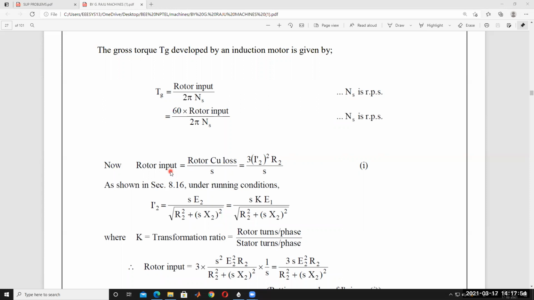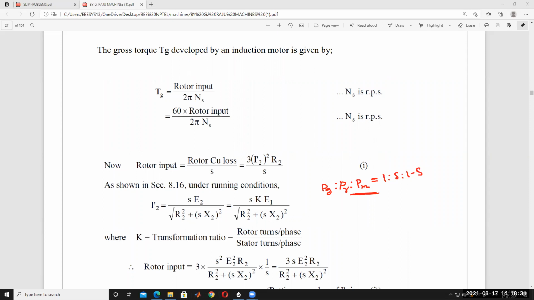Yesterday one relation was derived. That is called air gap power, the stator output. That is called air gap power PG, and the rotor copper loss PR, and the mechanical power developed, in the ratio 1 is to S is to 1 minus S. These are the relations derived yesterday.